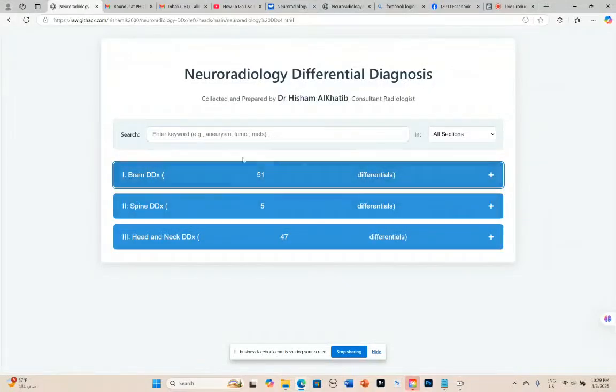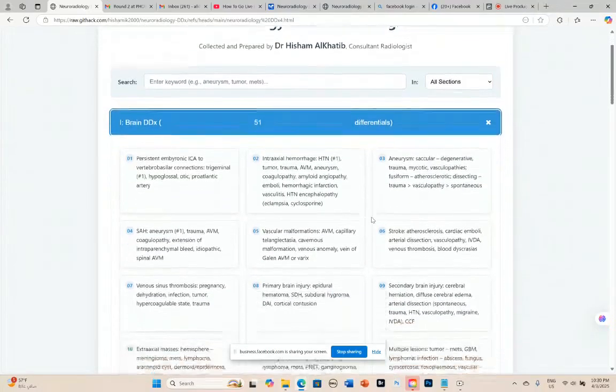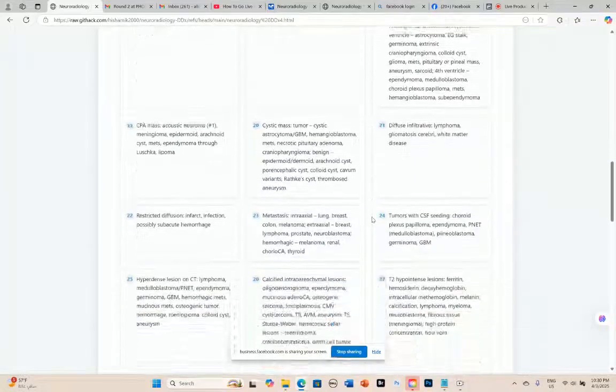We have about 51 differential diagnoses in the brain, and also about 47 differential diagnoses in the head and neck. And you can scroll through the differential diagnoses in the brain. For example, what are the differential diagnoses of a diffuse infiltrative lesion in the brain?